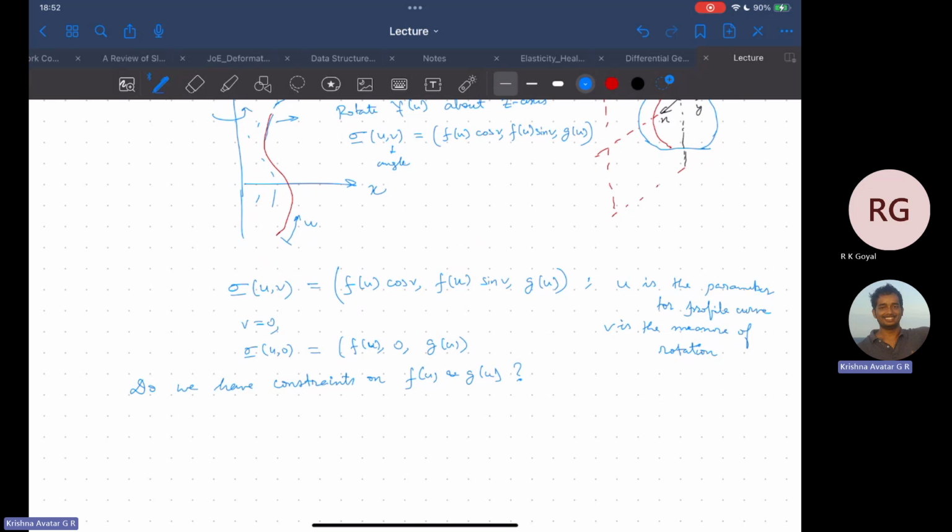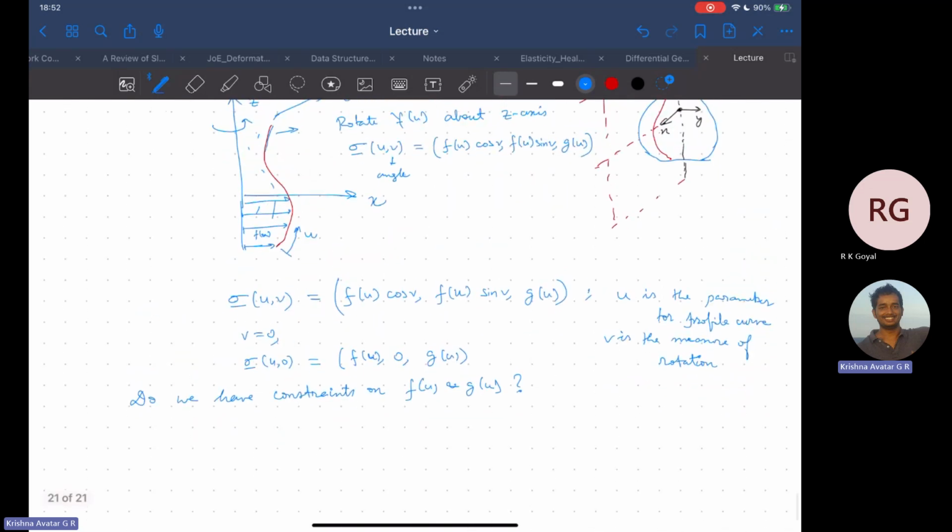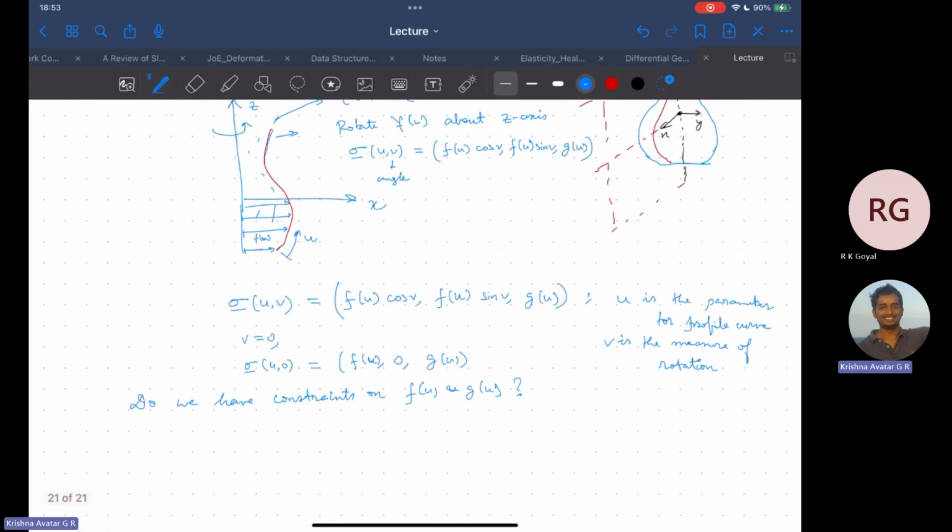So geometrically speaking, let's take a look at f of u and g of u. So f of u was supposed to give us the distance of the profile curve along the x direction from this axis of rotation. So this is f of u. Right? So this just gives us the distance from that. So what you can see from the very geometric representation is that f of u must be greater than 0.